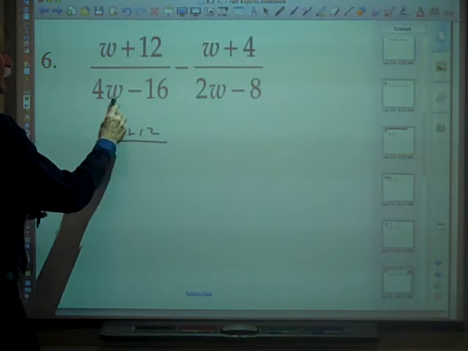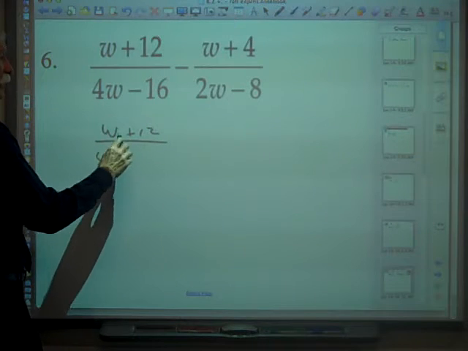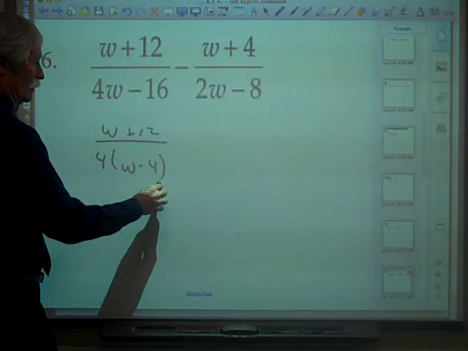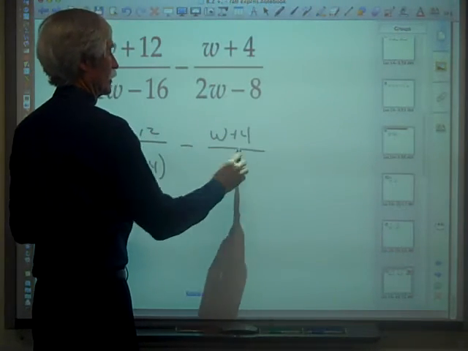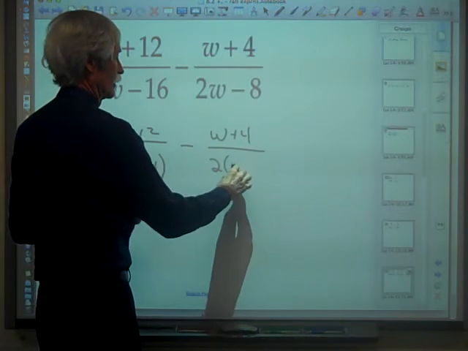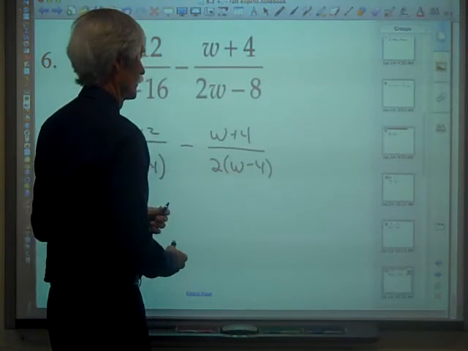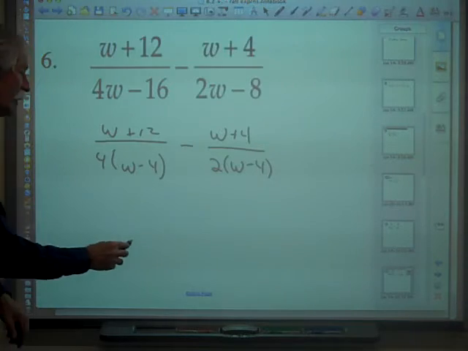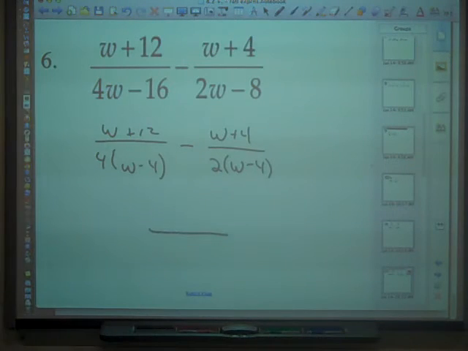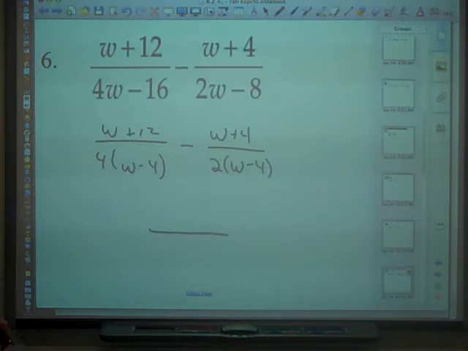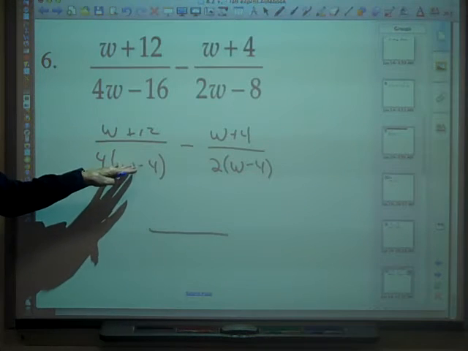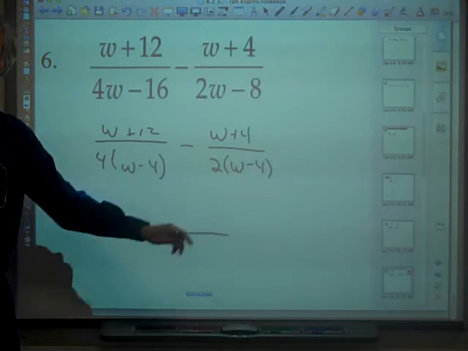No. Can this factor? A little bit. Can that factor? No. Can this factor? A little bit. So, now our common denominator needs all of this and all of this. What does the common denominator need to look like to have all of this and all of this covered at the same time?